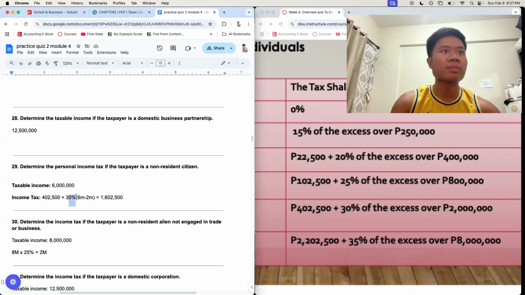Then we get 30% of the excess, which is 6 million minus 2 million, which is 4 million. 4 million times 30%. Then we add 402,500, which will give us this answer.